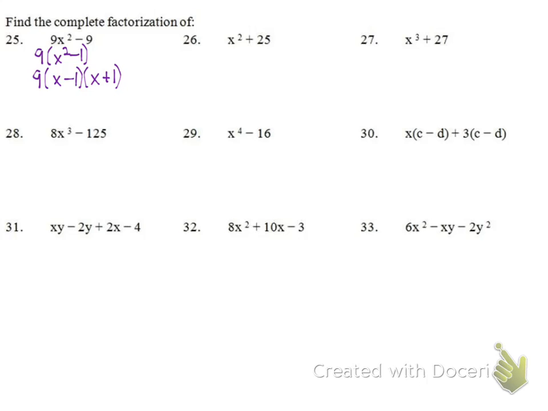26 we can't factor. That's not going to be a difference of two squares. We don't have a sum of two squares, so this one is completely factored. Does not factor anymore. We're done with that one. Now that's different than 27.